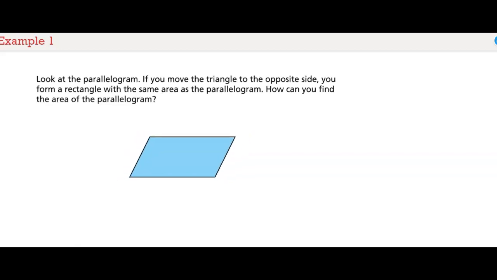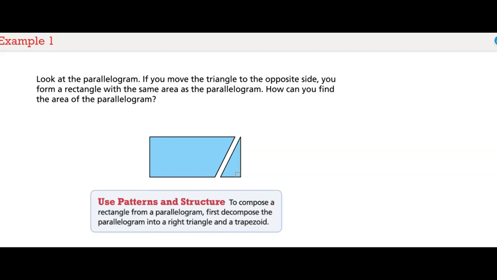Look at the parallelogram. If you move the triangle to the opposite side, you form a rectangle with the same area as the parallelogram. How can you find the area of the parallelogram? To compose a rectangle from a parallelogram, first, decompose the parallelogram into a right triangle and a trapezoid.